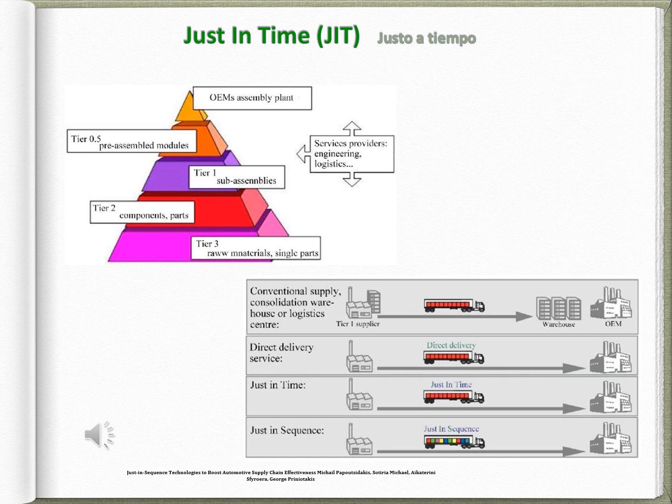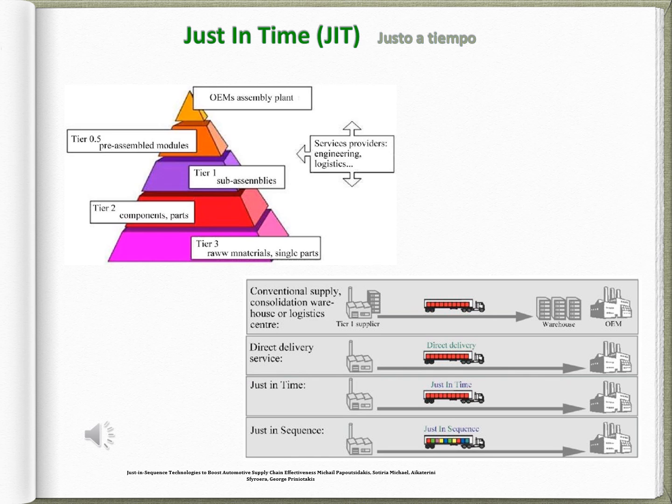Original equipment manufacturer, OEM, is the final stage from a supply chain perspective, where the final product is made. JIT is a production and inventory strategy aimed at reducing waste, lowering inventory costs, and ensuring materials or components arrive exactly when needed in the production process.